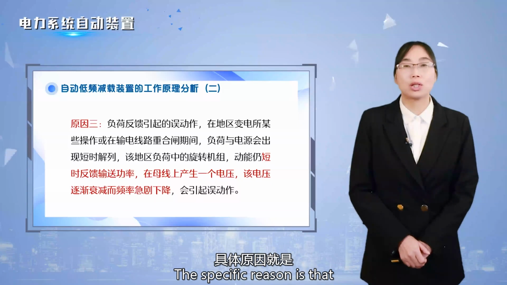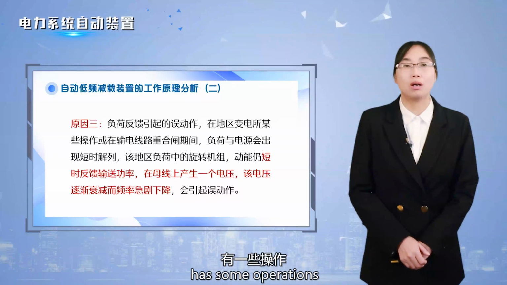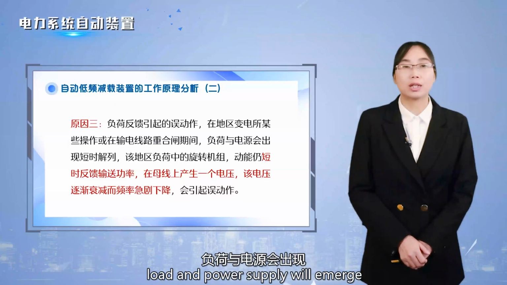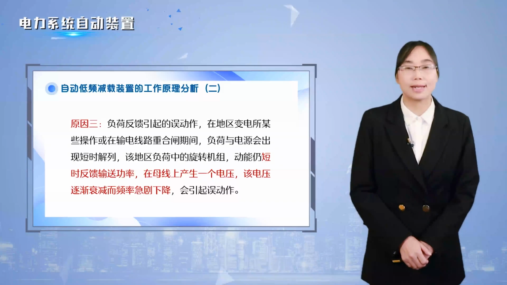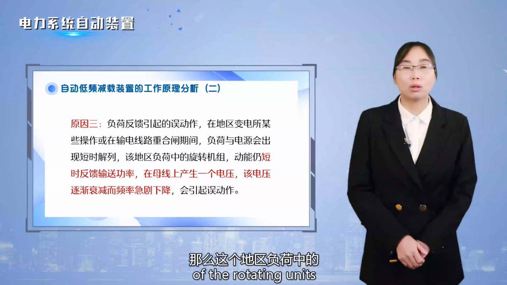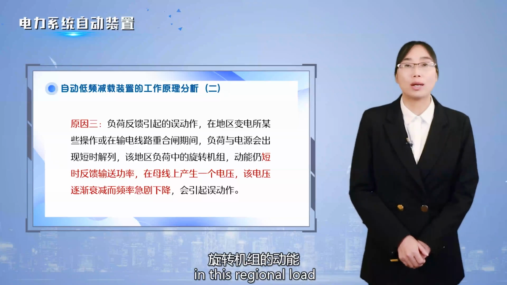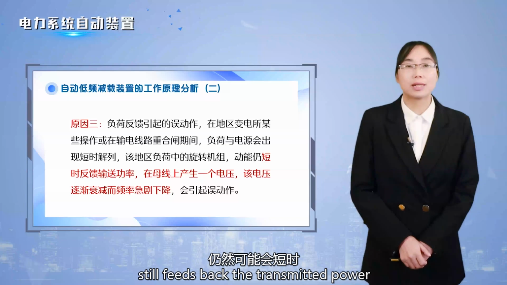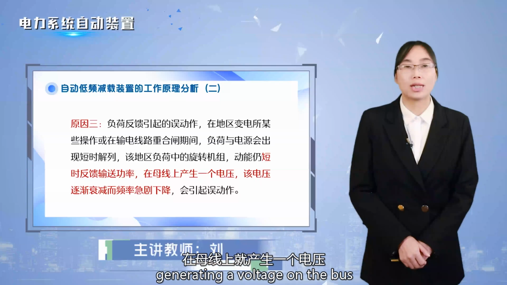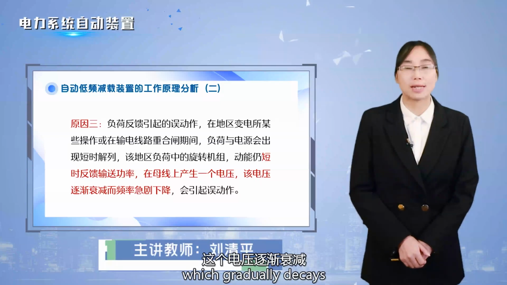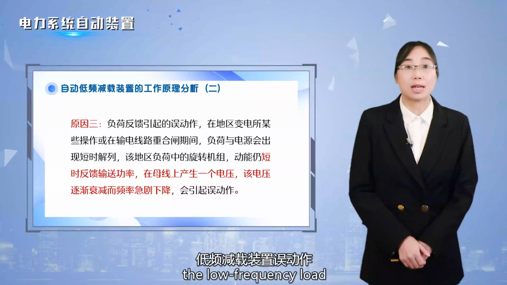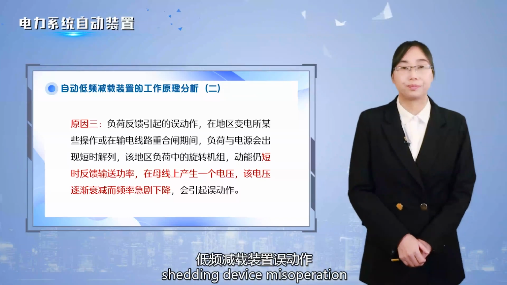The specific reason is that when the regional substation has some operations, or during the transmission line reclosing, load and power supply will emerge a short period of splitting. Then the kinetic energy of the rotating units in this regional load still feeds back the transmitted power for a short time, generating a voltage on the bus, which gradually decays and the frequency drops sharply, which will cause the low-frequency load shedding device misoperation.